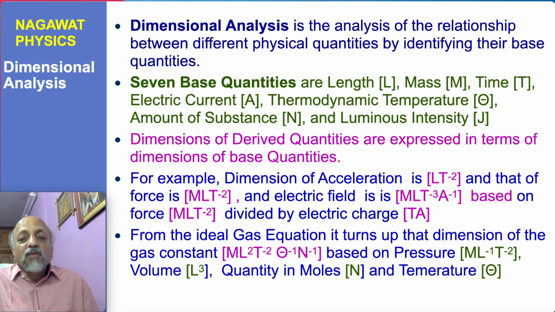The dimension of electric field can similarly be obtained from the force and the dimension of electric charge. The electric current is the base quantity and not the charge, and the electric charge will have a dimension of time into electric current, so TA, and the dimension of force is MLT raised to power minus 2. So the dimension of electric field turns out to be MLT raised to power minus 3 A raised to power minus 1.